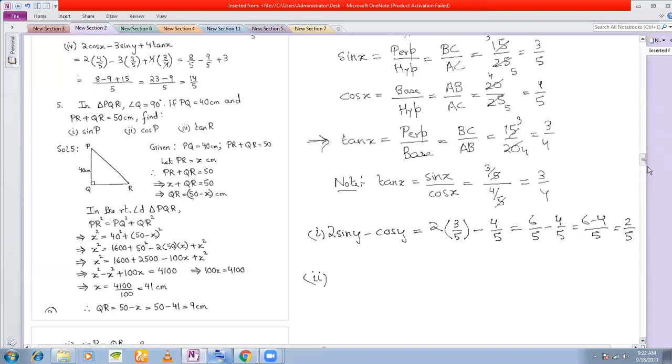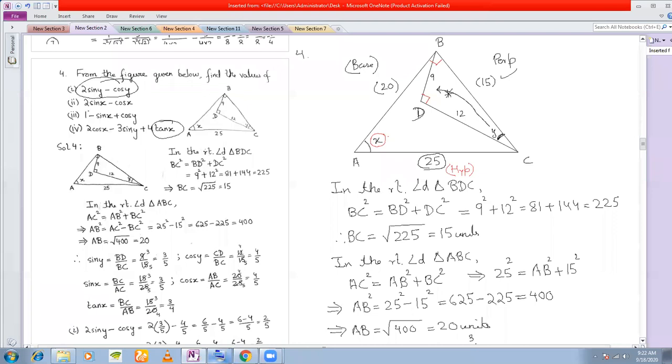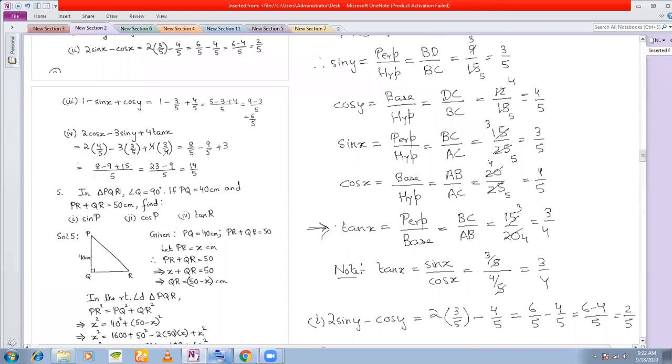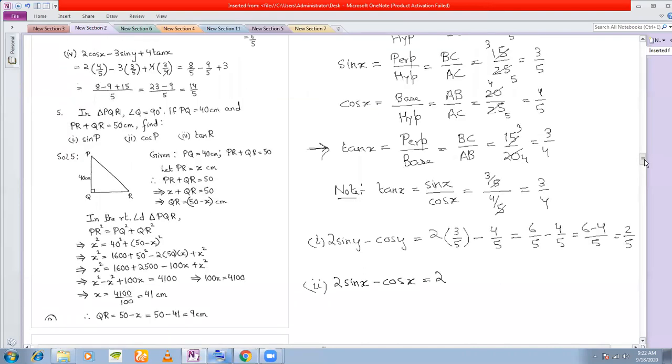Let us see what is the next expression given here, whose value we need to find. The next expression here is 2 sin x minus cos x. If you refer above, the value of sin x we have found out as 3 by 5. And the value of cos x we have found out as 4 by 5. So this is 6 by 5 minus 4 by 5. Now if we take the LCM, we simply get 2 by 5.